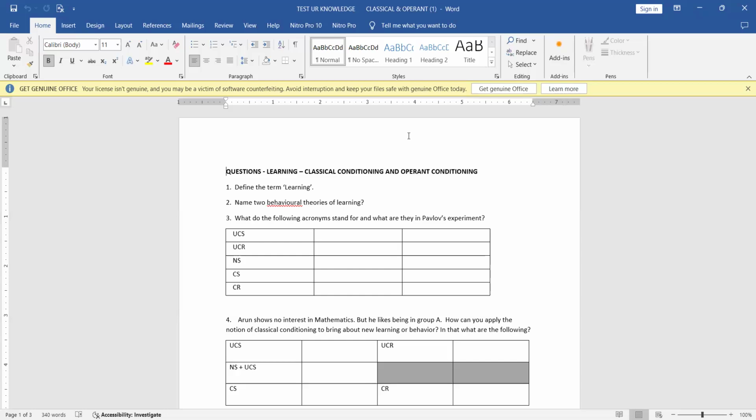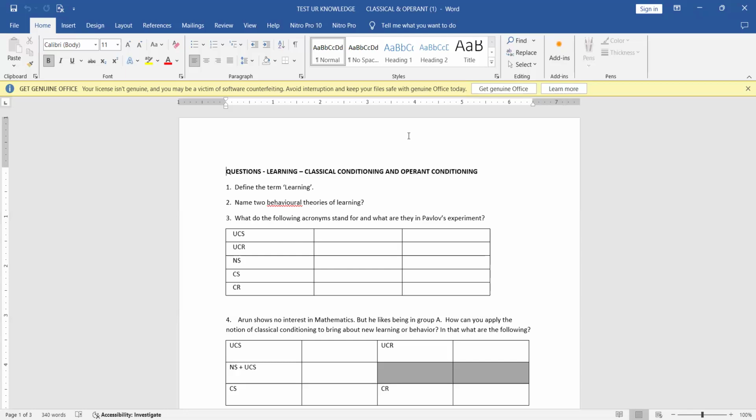are they in Pavlov's experiment? What do the following acronyms stand for and what are they in Pavlov's experiment? UCS? Unconditioned stimulus. What is it in Pavlov's experiment?